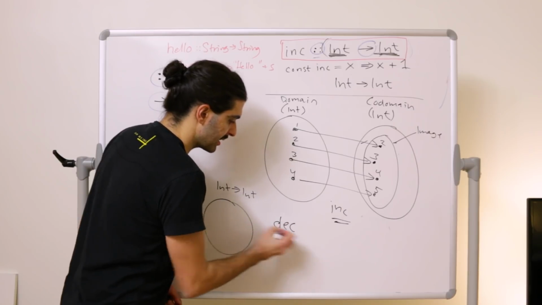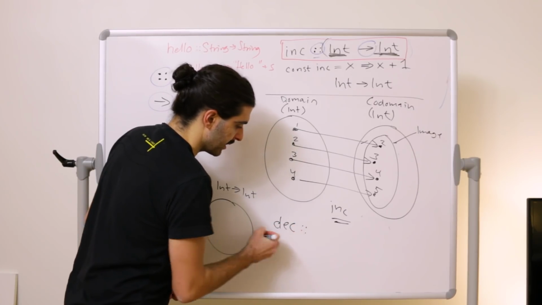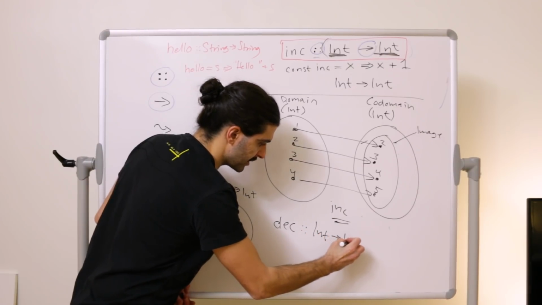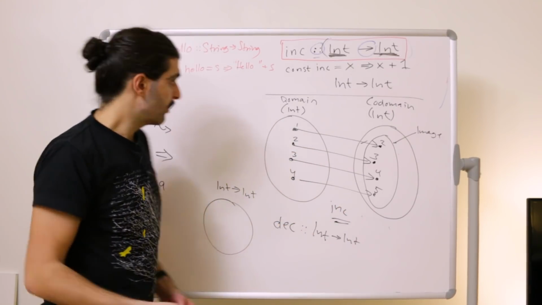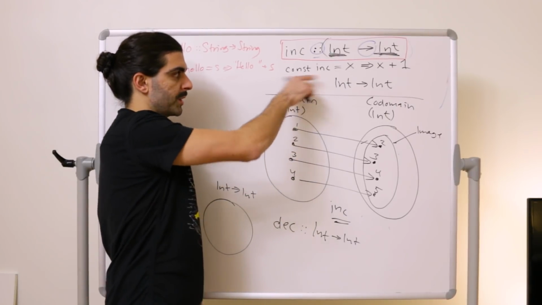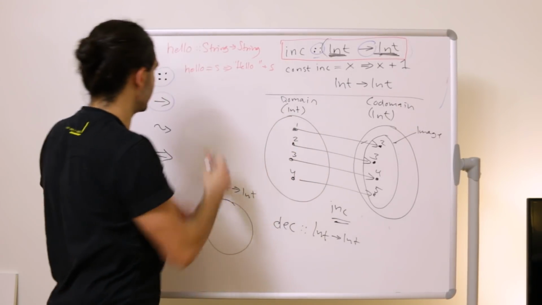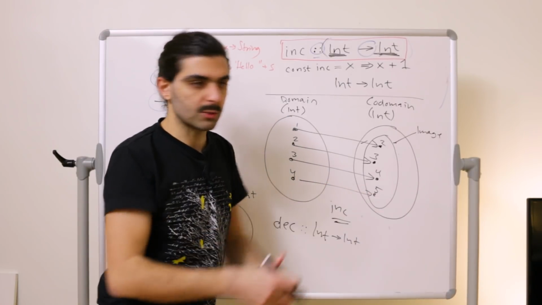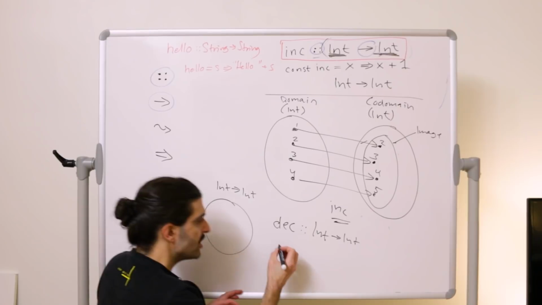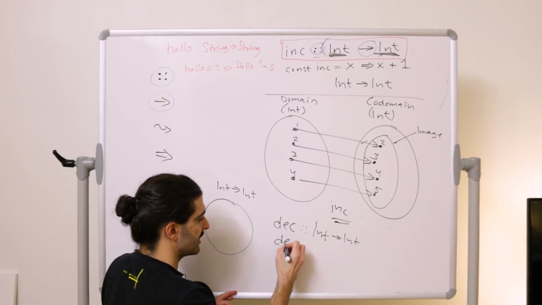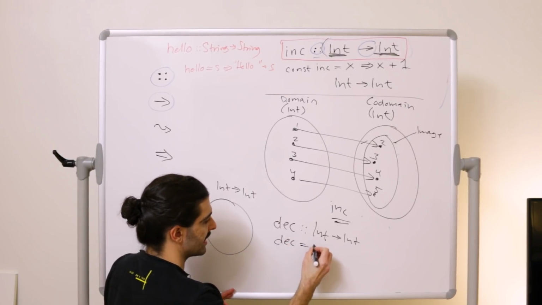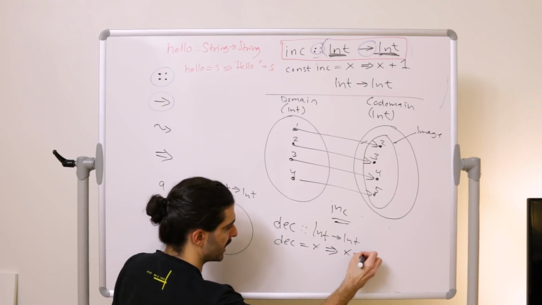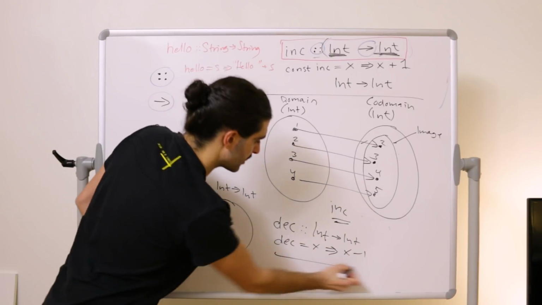Let's define dec. The type definition of dec would be that the function is called dec, for decrement, and when given an int it returns an int. Clearly, right? But the implementation, I'm going to omit the word const now just to save space, like I did for hello as well. Just imagine that I'm doing JavaScript, using const or let or var or whatever. The implementation of dec would be this: dec is a function that takes some x and returns x minus 1.